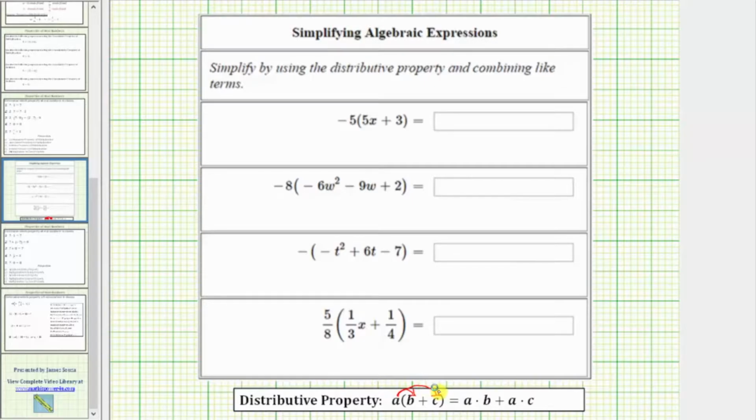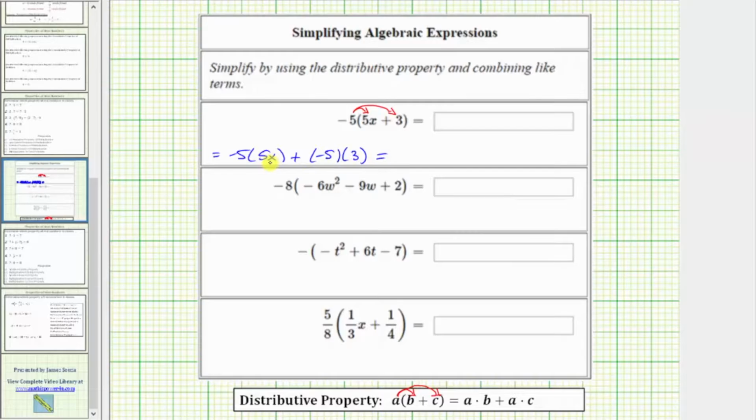Looking at the first example, we have negative 5 times the quantity 5x plus 3. We begin by distributing the negative 5, and because we have a sum of two terms in the parentheses, we will have two products. This is equal to negative 5 times 5x plus negative 5 times 3. And now we determine the products.